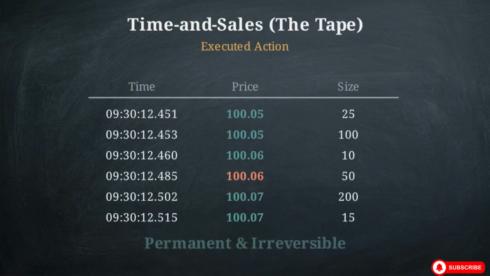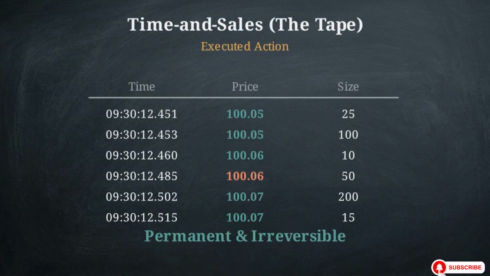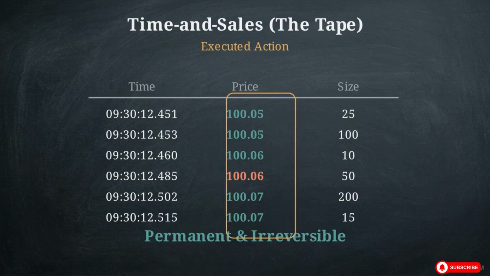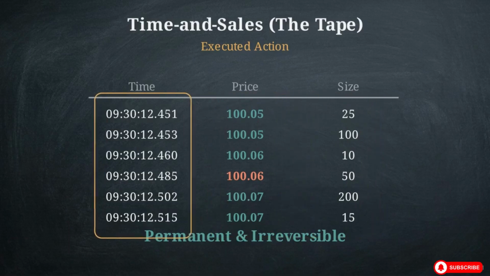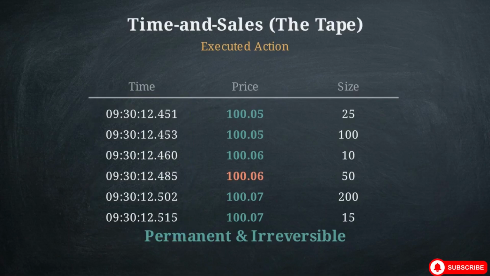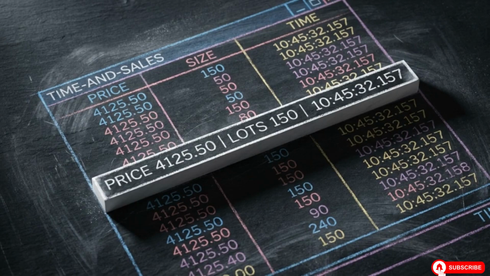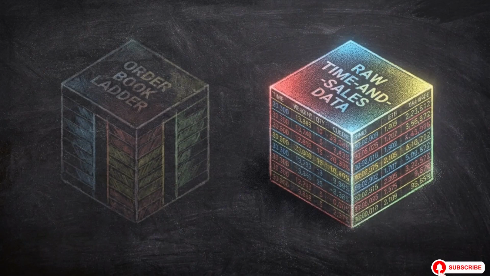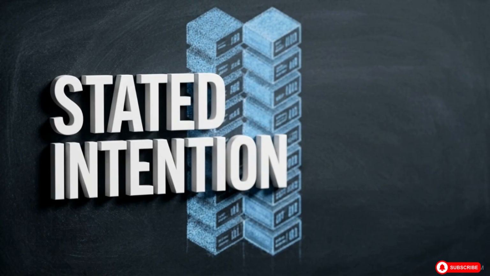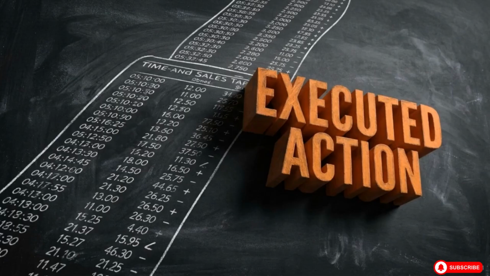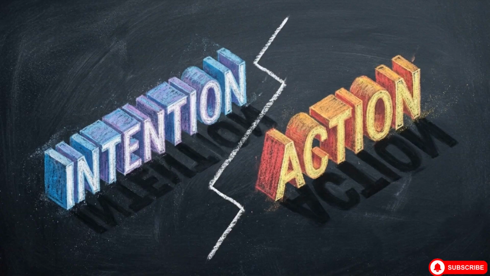To counter this cancelable intention, we use the time and sales tape. The tape is the permanent, irreversible record of executed action. Every print shows the exact price, size, and timestamp of a trade that actually happened. You cannot spoof the tape. When a print hits that feed, a real transaction cleared the exchange. It provides the hard verification required to bypass the illusions of the order book. The order book shows what participants say they will do. The tape shows what they actually did. Reading the tension between stated intention and executed action is the foundation of the craft.